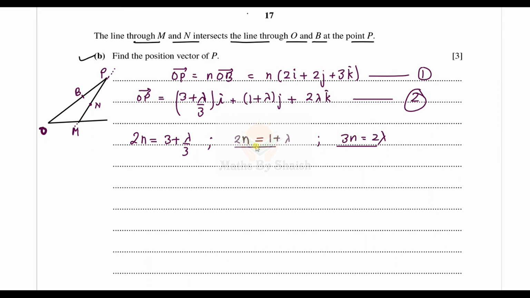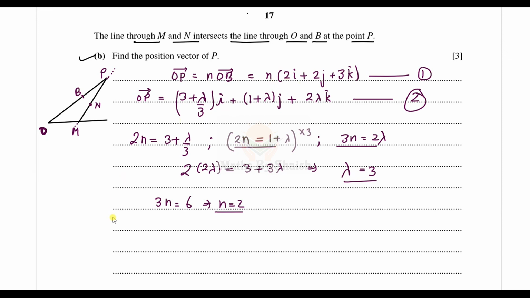I'm going to multiply this by 3. So we'll get 2 times 3, that is 6n, is equal to 3 plus 3 lambda, which gives 4 lambda minus 3 lambda, that is lambda is equal to 3. Once we got lambda is equal to 3, I'll get n from here: 3 times n is equal to 2 into 3, that is 6, and hence n is equal to 2. So we got n and lambda, so we can put any value in any of these equations to get the position vector of P. I'll put n because it's easier.